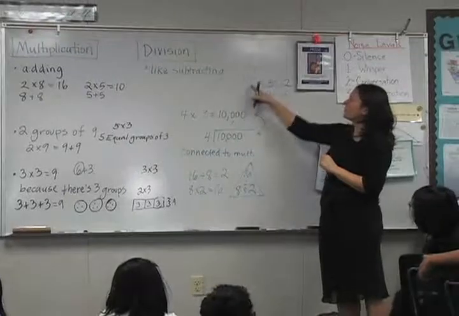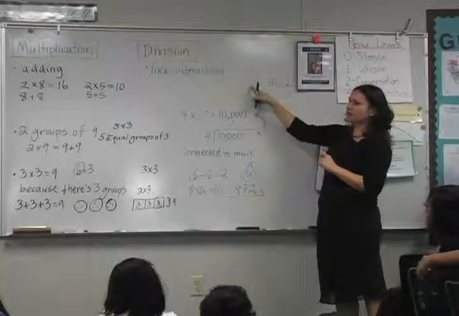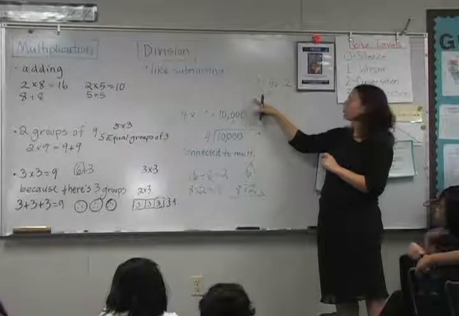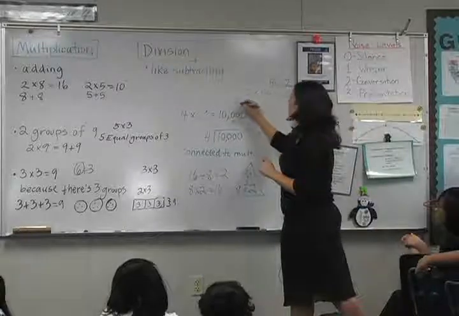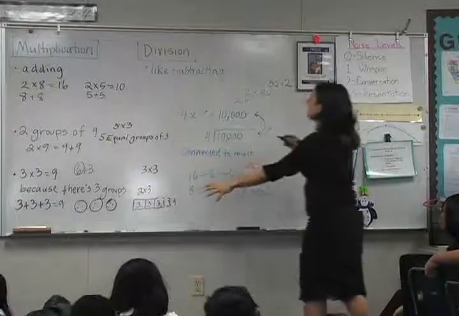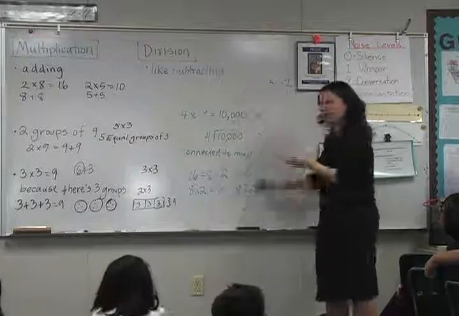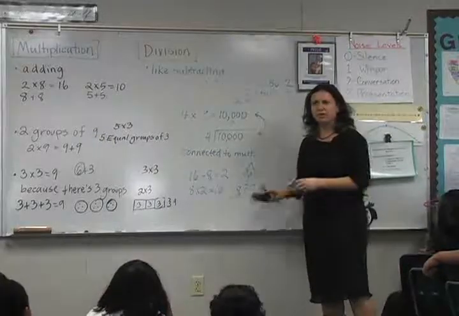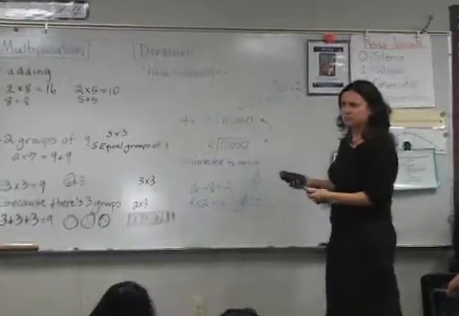Okay, and how could we use that in our division statement? 2 groups of 50, that was like our 2 groups of 9, so that's multiplication. How can we use that word groups for division? Our equal groups? What do you guys think?